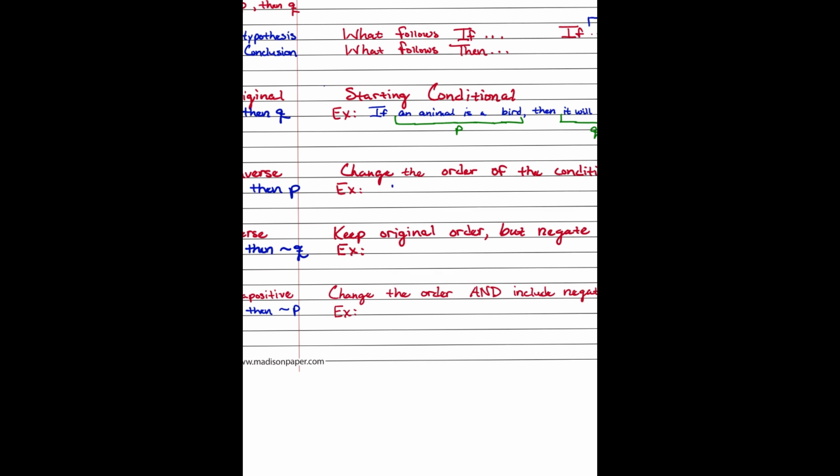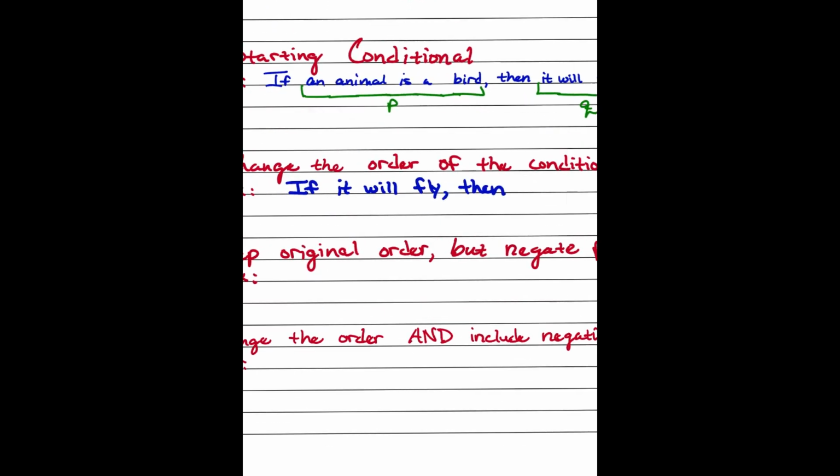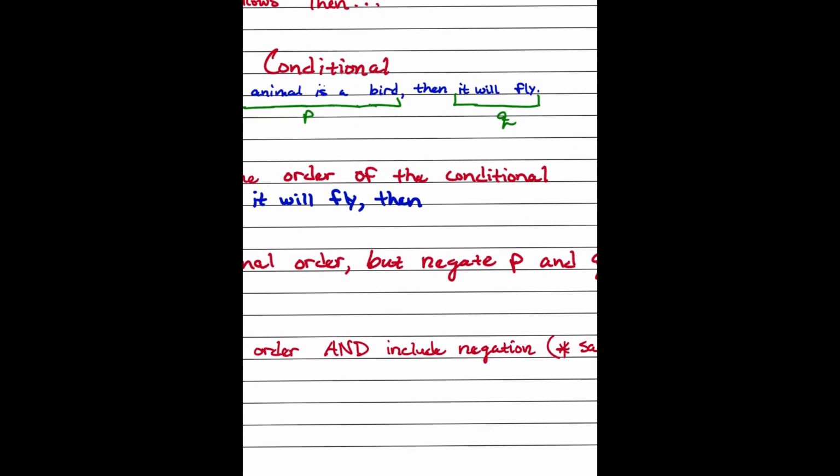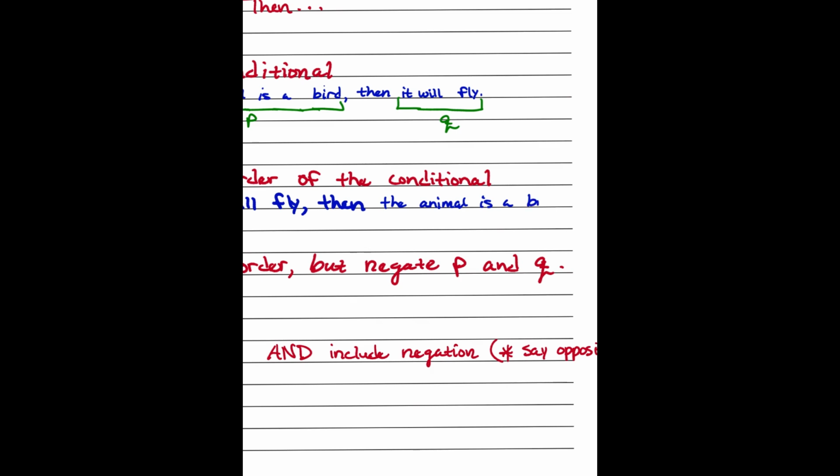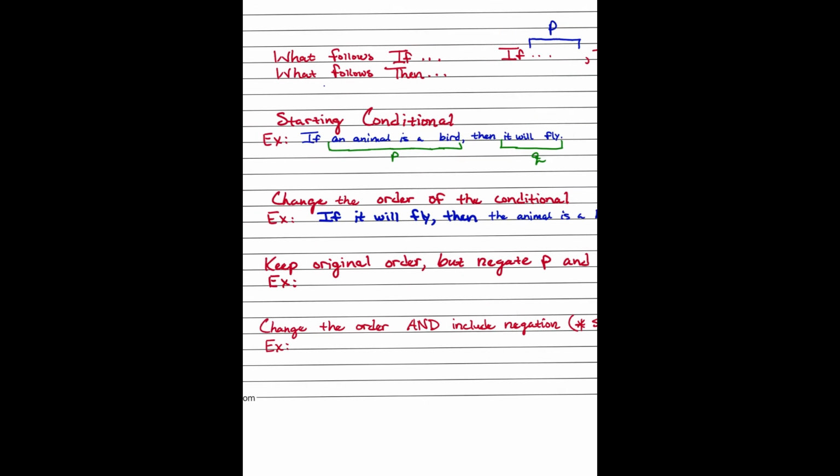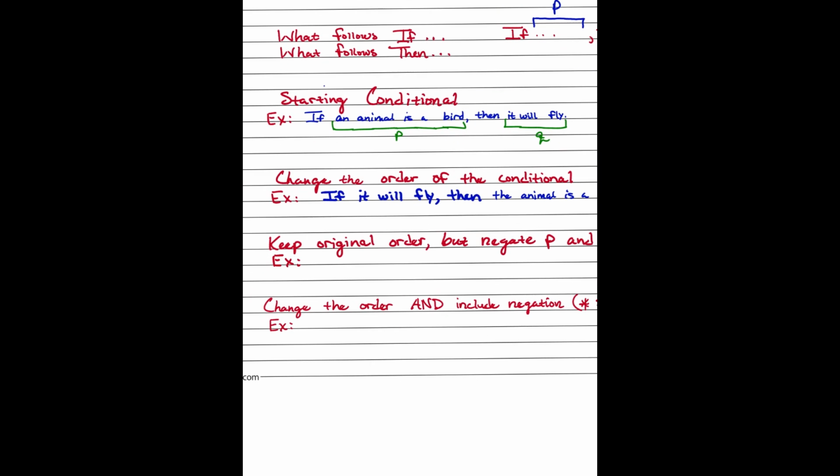It's going to be: if it will fly, then the animal is a bird. Okay, so if it will fly, then the animal is a bird. What it is, it's a flip of the hypothesis and conclusion. So now we can write this.